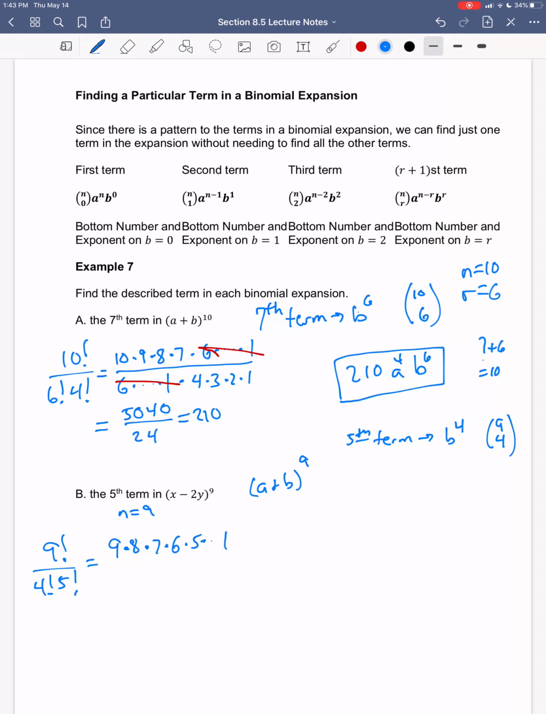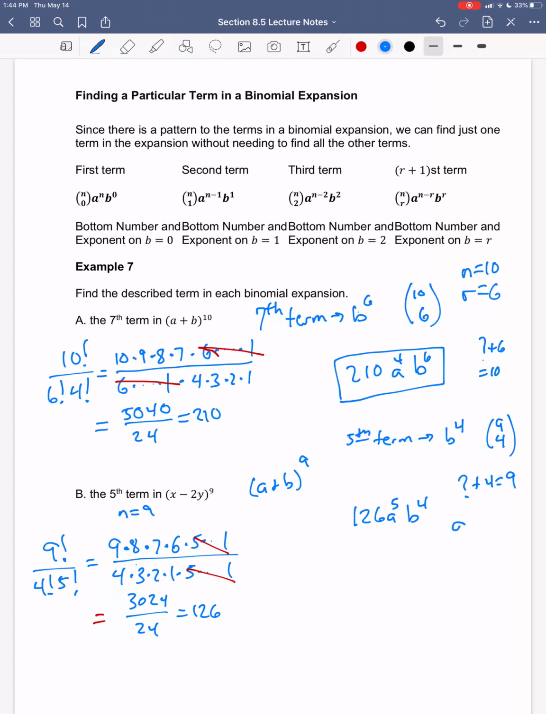That's going to start canceling out the bottom. 4 times 3 times 2 times 1. My 5 is going to cancel in the bottom. So 9 times 8 times 7 times 6 gives me 3,024 in the top. I divide by 24. That's 126. So this is going to be 126. It's going to be b to the 4th. And I say what plus 4 is 9. So it's going to have to be a to the 5th.